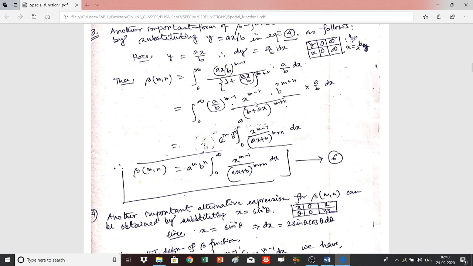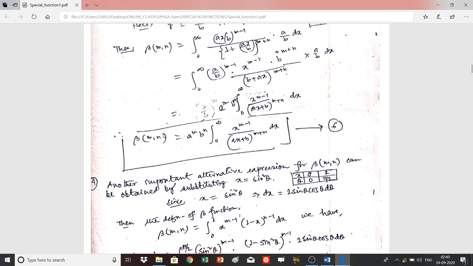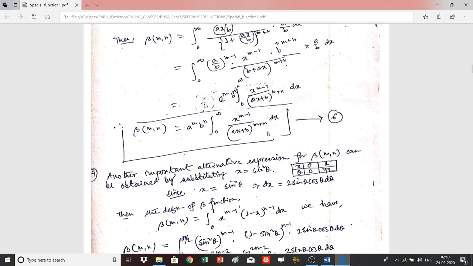So from here you can write all these things using the value of b to the power m minus 1, b to the power m plus n, and from b to the power minus n plus 1, and from here b to the power minus 1. That will give you b to the power n, and then 0 to infinity x to the power m minus 1 by x plus b to the power n plus 1 dx. So from here you can write beta mn is equal to a to the power m b to the power n, 0 to infinity x to the power m minus 1 by x plus b to the power m plus n dx. So this is another important form of beta function.